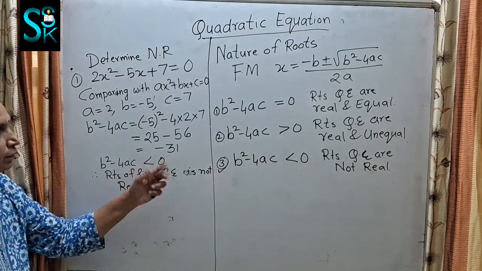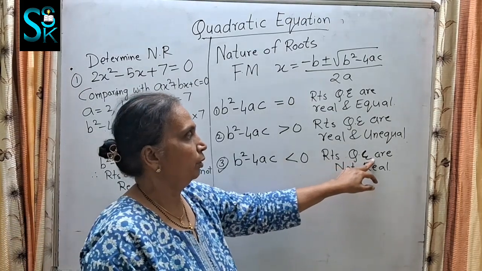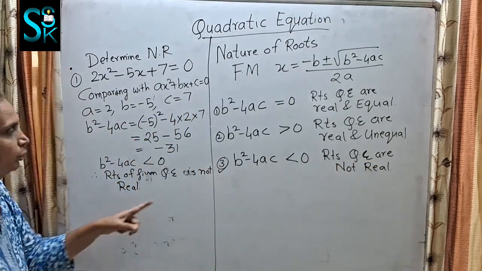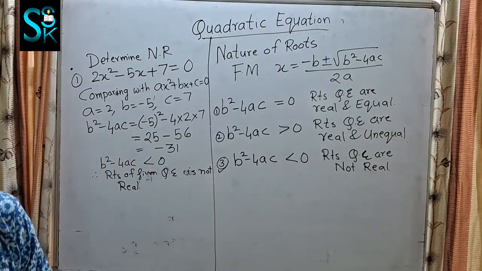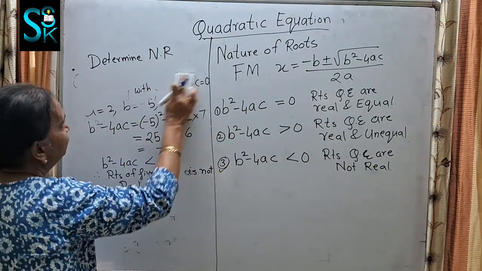So we have learnt about the third condition. We got the value minus 31, so it is less than 0, and so the quadratic equation's roots are not real. Okay, so this is one. We'll take one more example.